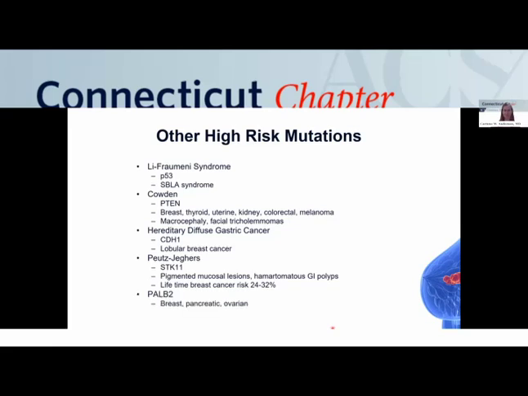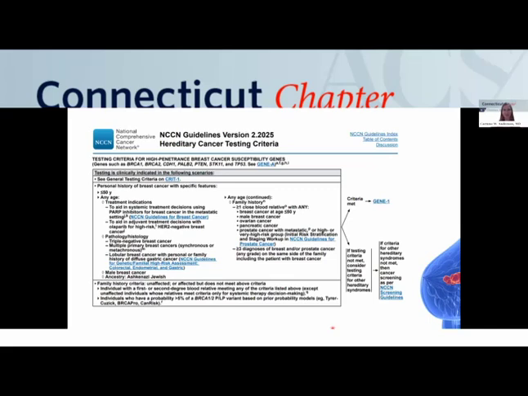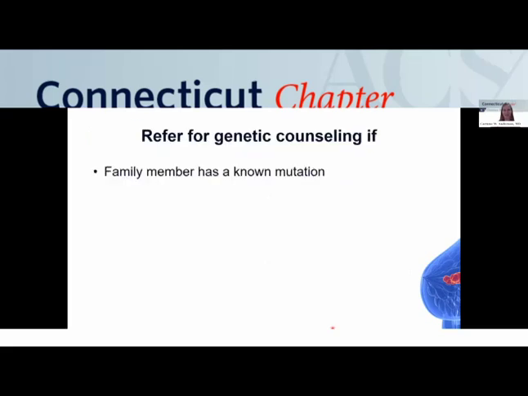And finally, PALB2, I think of this as BRCA junior. These patients have an increased risk of breast, pancreatic, and ovarian cancer. The guidelines for testing continue to evolve, and sounds like you guys are less likely to be asked about them today, but in general, you should refer for genetic counseling, possibly testing if any family member has a known genetic mutation, or if on your pathology you see a mutation in these genes.